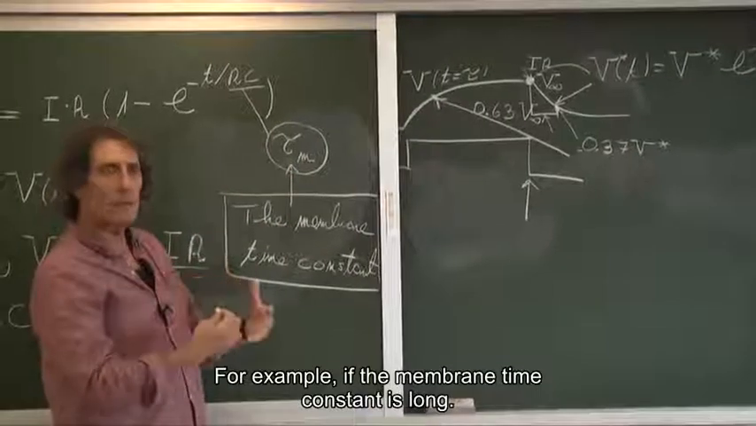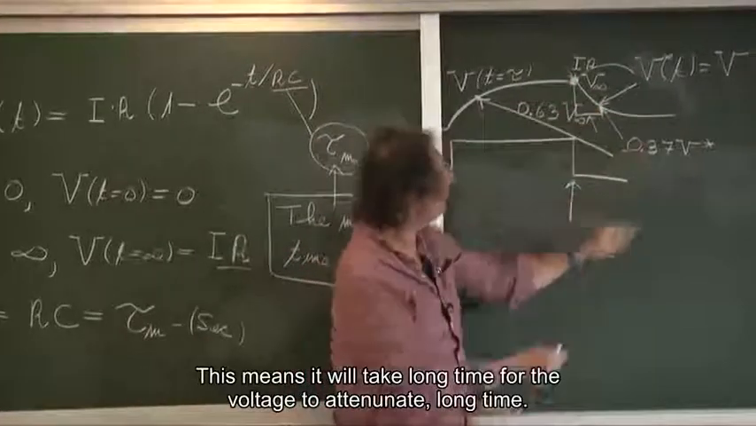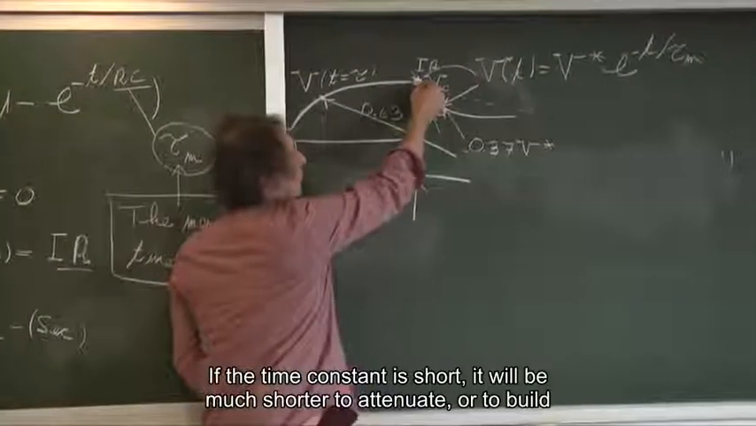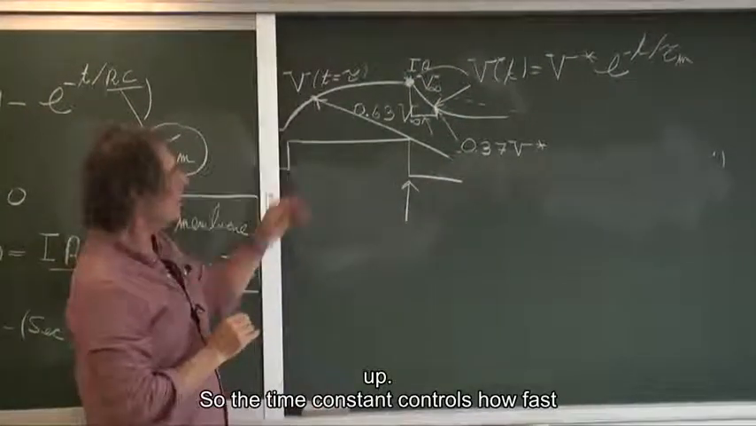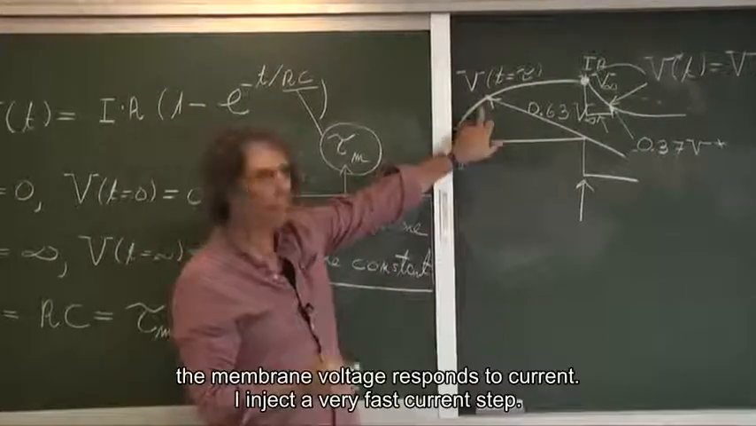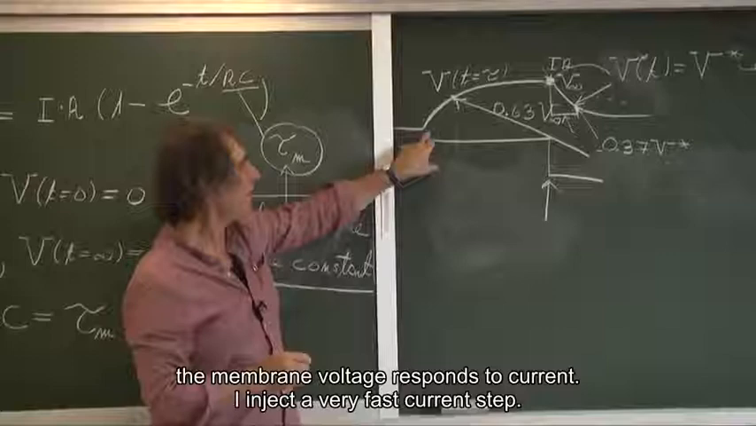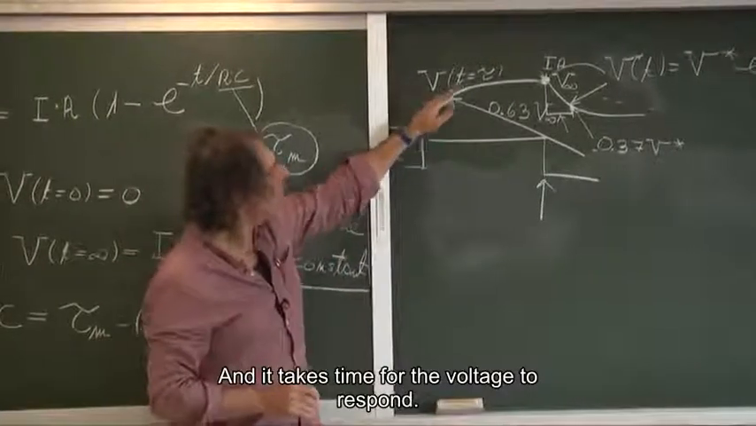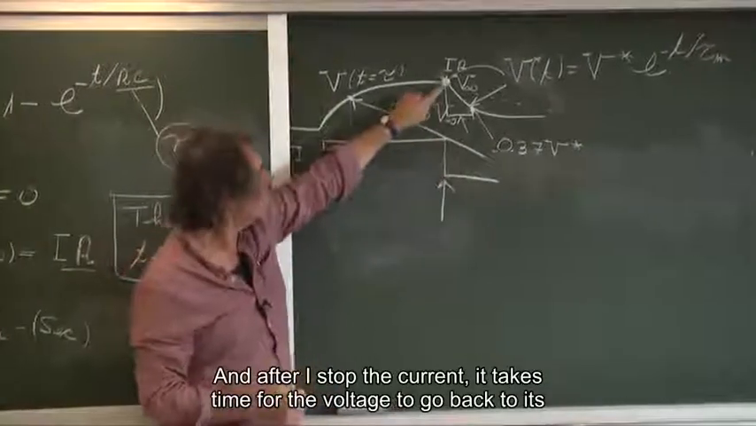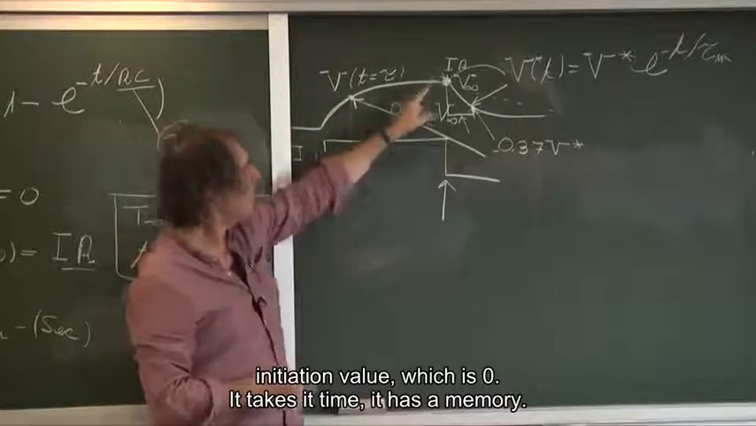For example, if the membrane time constant is long, this means that it will take a long time for the voltage to attenuate. If the time constant is short, it will be much shorter to attenuate or to build up. So the time constant controls how fast the membrane voltage responds to current. I inject a very fast current step, and it takes time for the voltage to respond. And after I stop the current, it takes time for the voltage to go back to its initial value, which is 0.